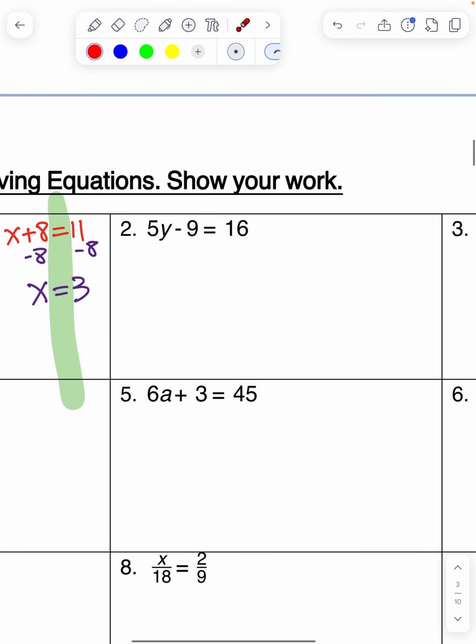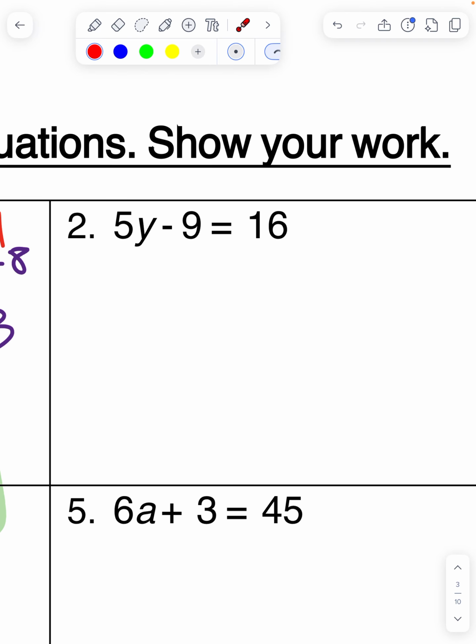Number 2, 5y minus 9 equals 16. Okay, first I'm going to get rid of the pure number. I'm not going to deal with the 5 until later because 5y means 5 times y. Multiplication is a much more powerful operation than adding or subtracting. Right? So I'm going to deal with this later. So I need to get rid of the negative 9. I can add the 9 on both sides, right?